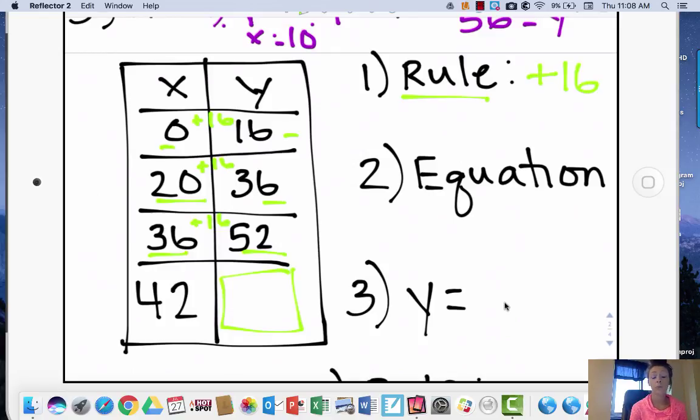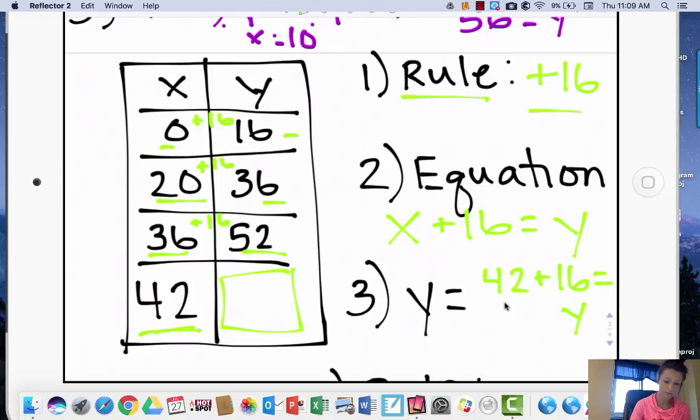Now to come up with my equation, I'm always starting with x. I'm inserting what my rule is. So my rule is plus 16, and it always equals y. There's my equation. And then to solve for y, I know that 42 is equal to x. So instead of writing x, I'm going to write 42 plus 16 equals y.